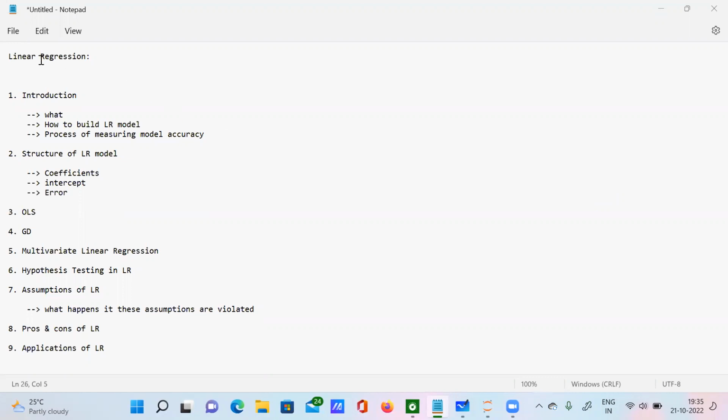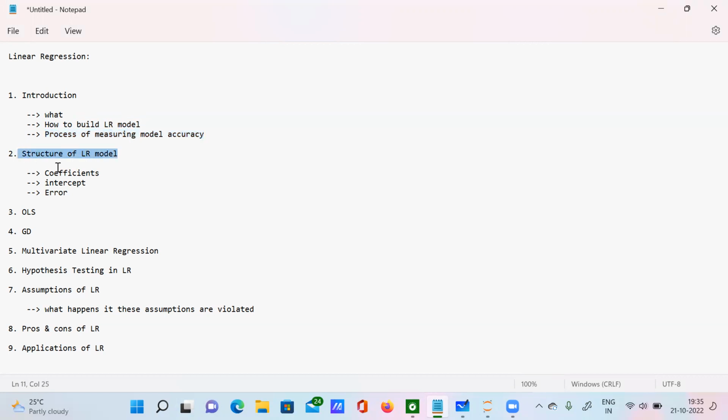Today I'm going to teach you all the topics involved in linear regression. First of all, we're going to look at the introduction to linear regression, and inside this subtopic, I'm going to tell you what is meant by linear regression, how to build any linear regression model, and what the process of measuring model accuracy is.